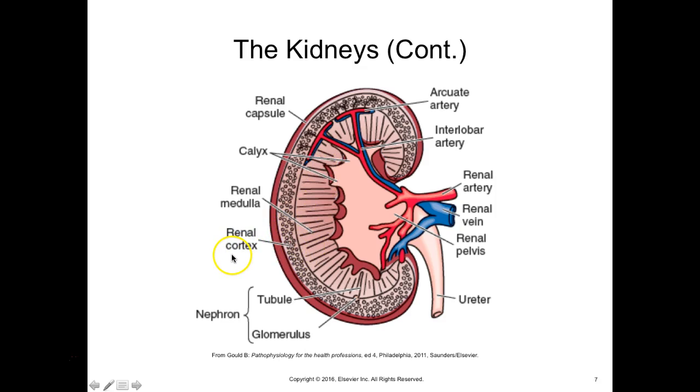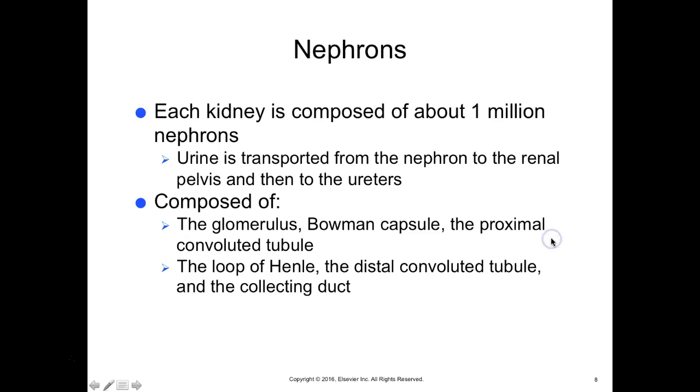The cortex, you want to think crust. Medulla is the middle, and here's the renal pelvis, which is the collection area. And then we leave via the ureter. The renal artery is where blood comes in, filters, filters, filters, and then exits via the renal vein, nice and cleaned out. All right, nephrons, the functional unit of the kidney.